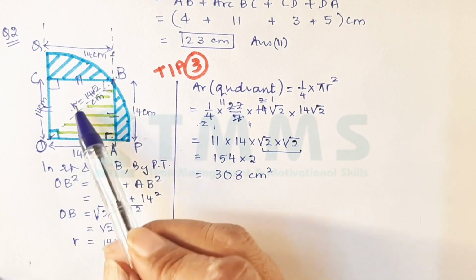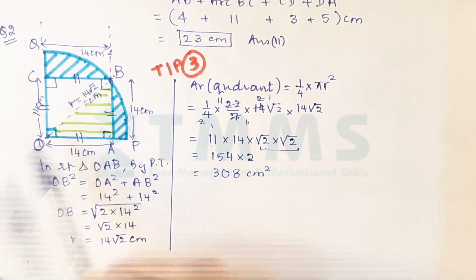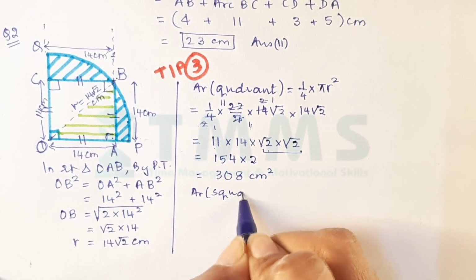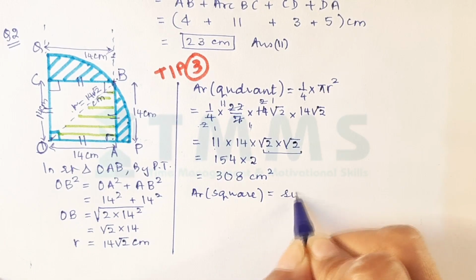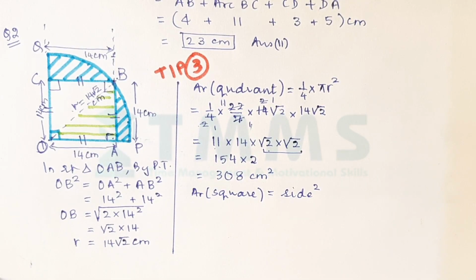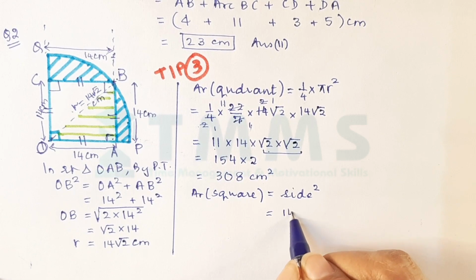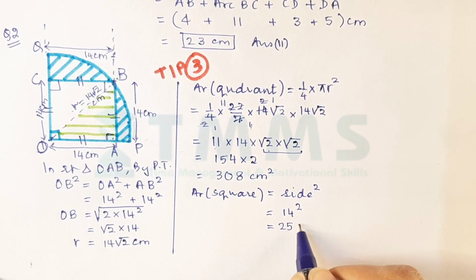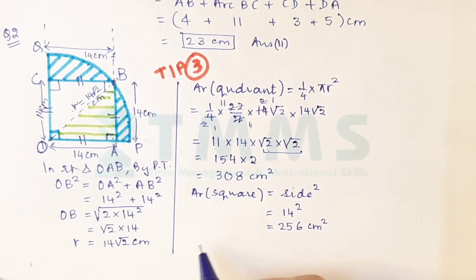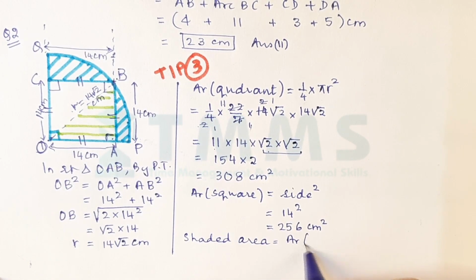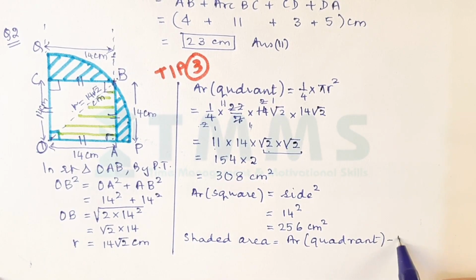Now if I want shaded area, shouldn't I remove the area of the square from there? So we will be writing area of square. And what is our formula? Side square, correct. So that is giving us side square equal to 14 square, which is 196, correct, centimeter square. And then we'll have shaded area equal to area of quadrant minus area of square.